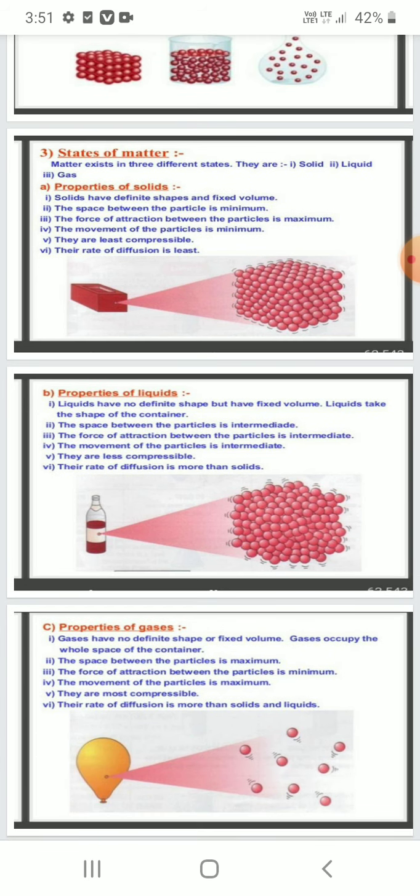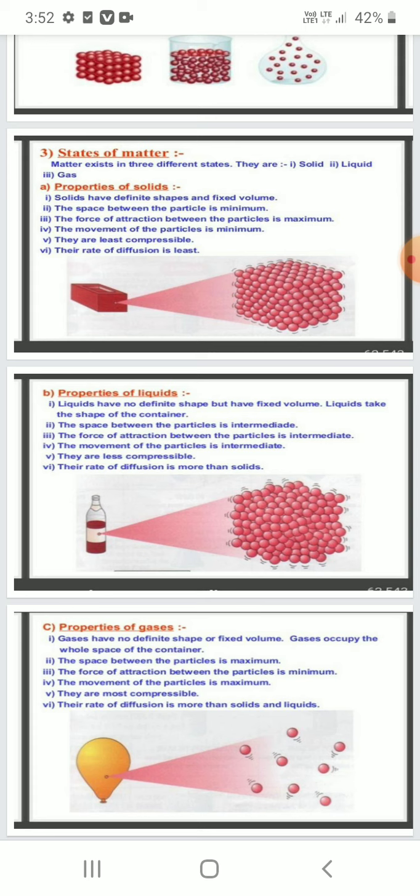Next comes properties of liquids. Liquids have no definite shape but have fixed volume. This is very important. They do not have definite shape but have fixed volume. In competitive exams I have seen this.